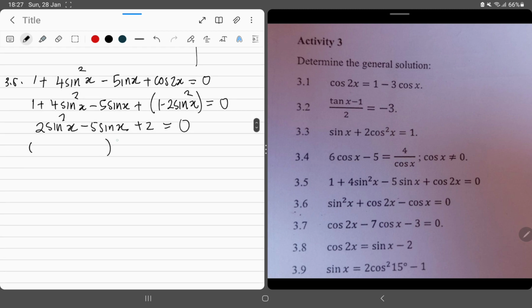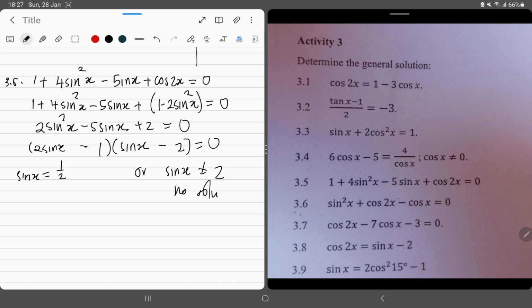And the factors here, this is going to be 2 sine of x, sine of x, and then I want to get to 5, so that's a 2, that's a 1. This is going to be negative, that's going to be negative as well. So sine of x should be equal to a half, or sine of x should be equal to 2. No solution.